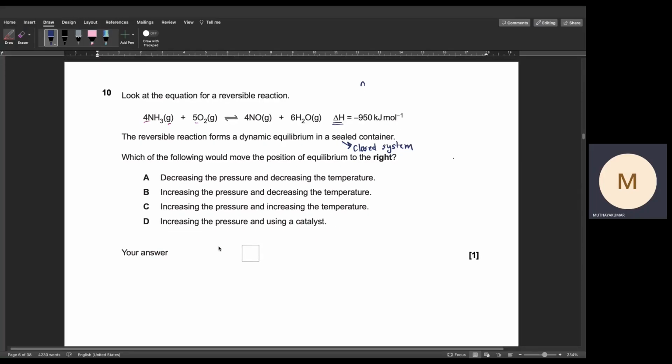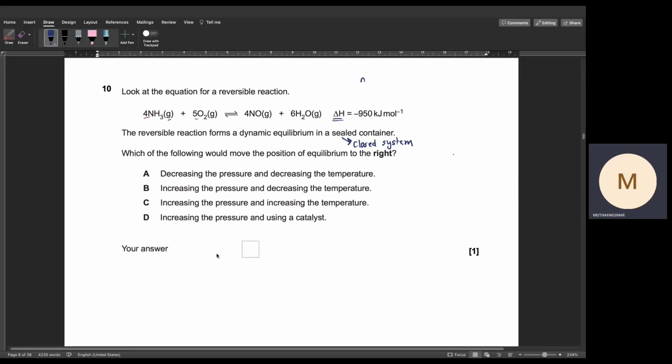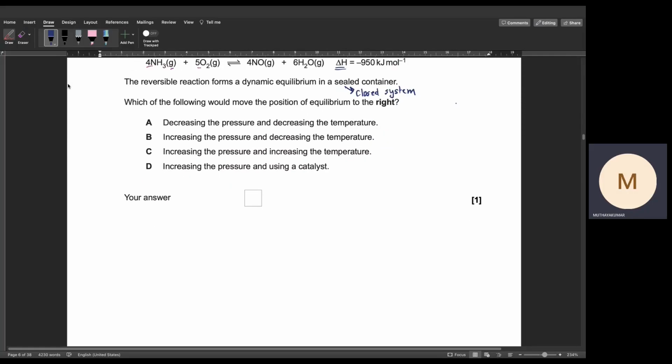Now, what we need to understand is when a change is made to the conditions of a reaction or a system at equilibrium, the system will change to oppose whatever change you've made. This is Le Chatelier's principle. So we can use this principle to predict what would happen to the position of the equilibrium when we change factors like temperature and when we change factors like pressure. So let's review the effect of changing pressure and temperature on equilibrium.